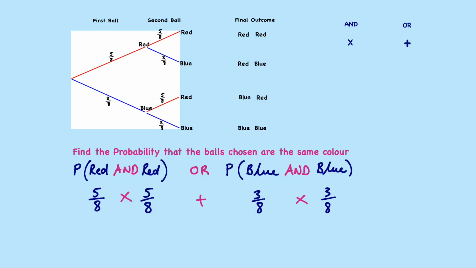So tallying that up, we have 5/8 times 5/8, which is 25/64. Then we have 3/8 times 3/8, which is 9/64. And when we add these two together, we get 34/64. So that is the probability that the balls chosen are the same colour.